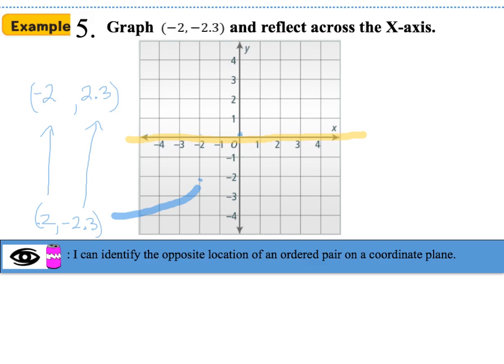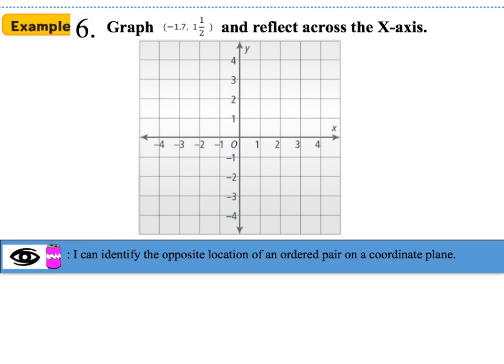So if I was to sit here and graph my new reflection point, my new reflection point would be negative 2, which is on my x-axis right here. Now I'm going to jump up 2.3 spaces, which is right here. So this new spot is the reflection point, which is located in quadrant 2.